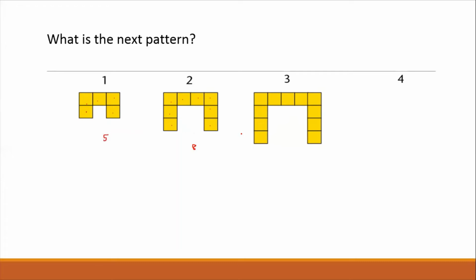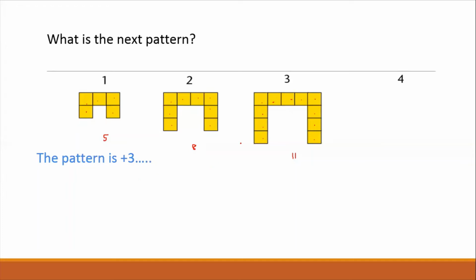Next, after 8, for our third pattern, we have 1, 2, 3, 4, 5, 6, 7, 8, 9, 10, 11. Okay. So as we have noticed, from 5, what do we do to make it 8? It increases by 3. Very good. So 5 plus 3, it became 8. And 8 plus 3, it became 11. So for this example, the pattern is plus 3.